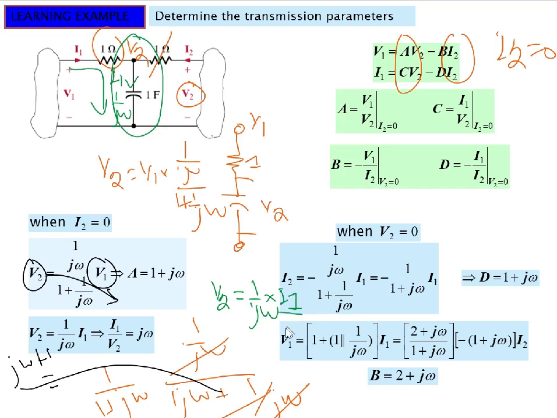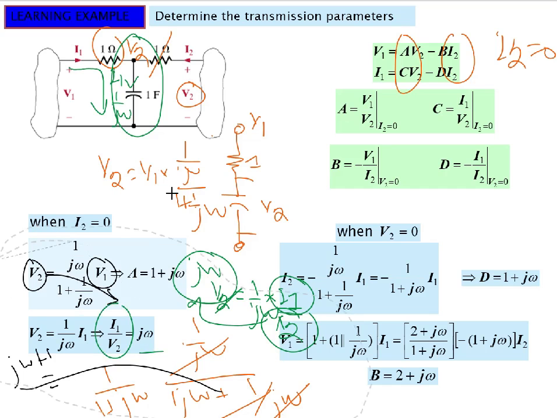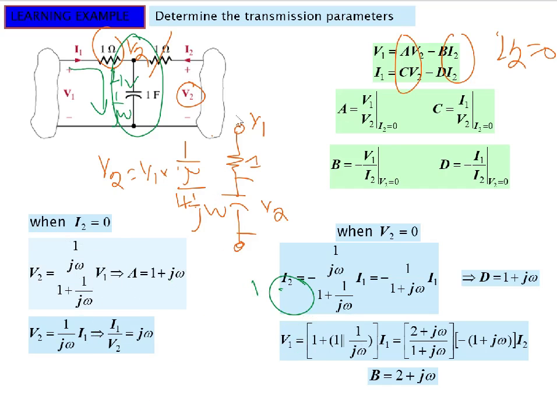Now if we do this, it will go here and it will become j omega. So I1 by V2 is j omega. I1 by V2 is j omega. So using the same side open, we calculated these things.